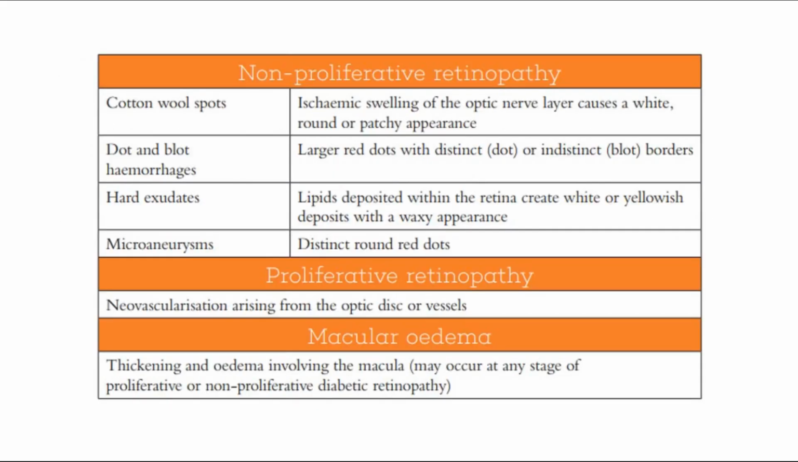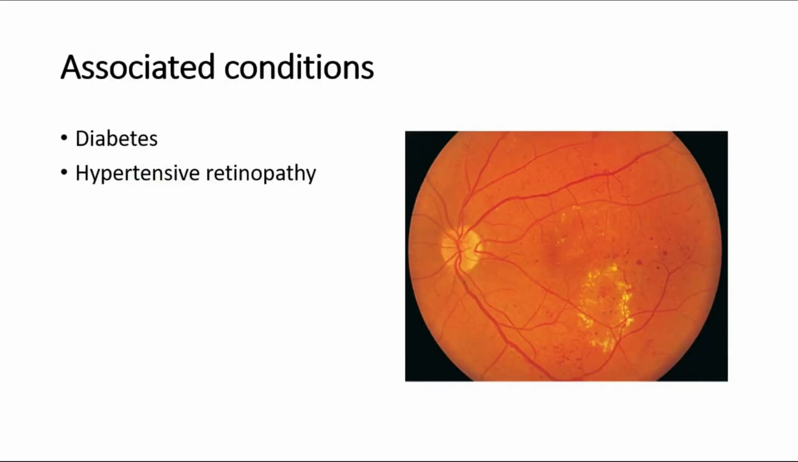Generally, diabetic retinopathy can be broken down into the categories shown in this table. Non-proliferative retinopathy includes findings like cotton wool spots, dot and blot hemorrhages, hard exudates, or microaneurysms. Proliferative retinopathy includes neovascularization, which means formation of new vessels, arising from optic disc or vessels, and macular edema. The associated conditions are diabetes and hypertensive retinopathy.